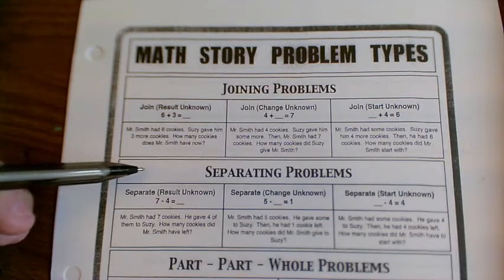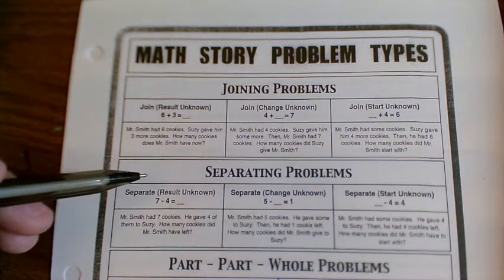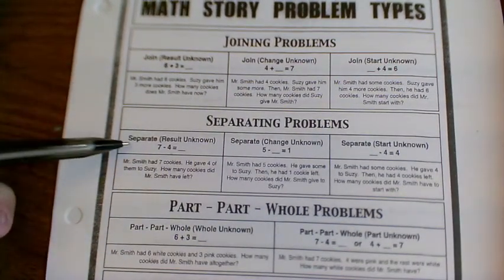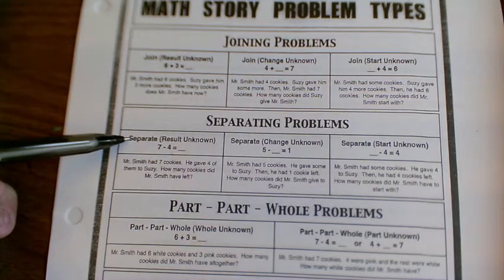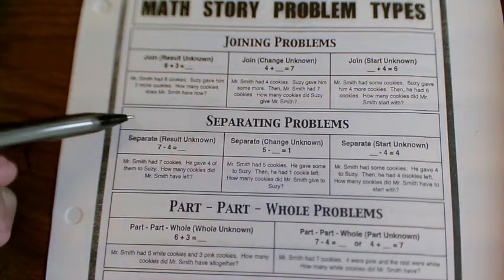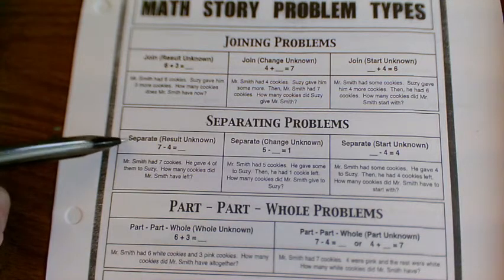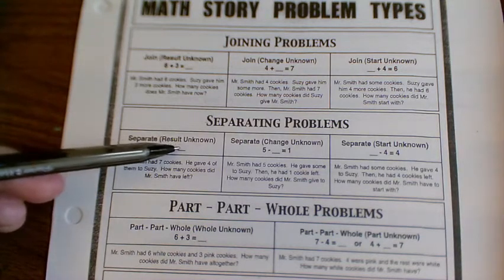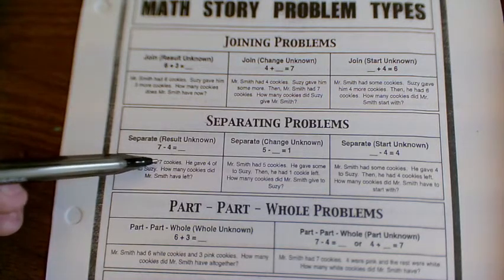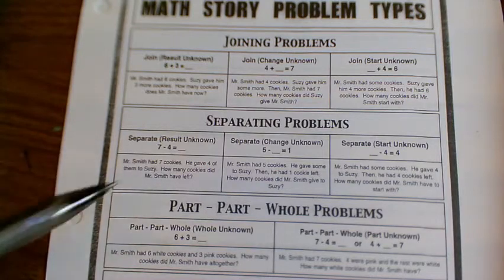In terms of subtraction, it's going to work the same way. So there should be 3 different ways that we can subtract. So we have separate problems. Separate is when we are taking away. So there is some sort of, again, exchange taking place. So we can separate where the result is unknown. So for example, Mr. Smith had 7 cookies. He gave 4 of them to Susie. How many does he have left? So we don't know the end result.